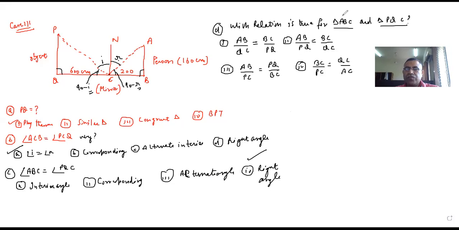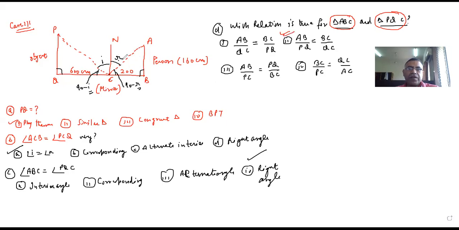Which relation is true for these two triangles? One triangle is ABC, the second triangle is PQC. Make the two triangles similar. Sir, it will be the second option: AB over PQ is equal to BC over QC.